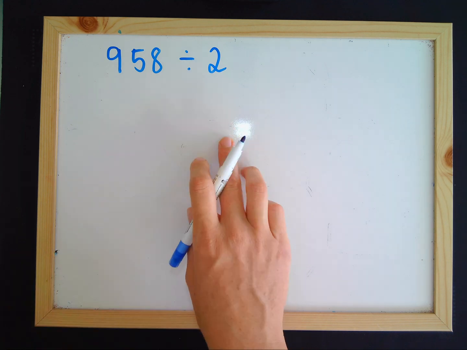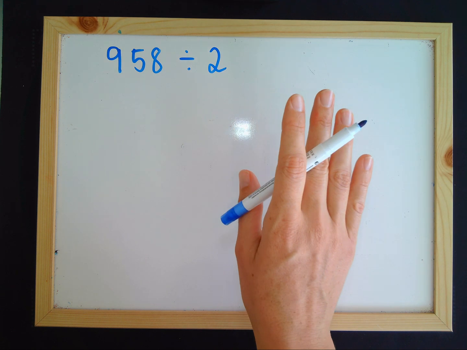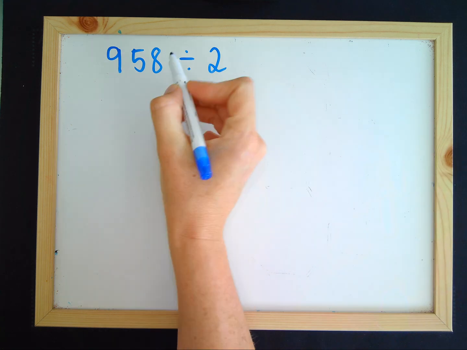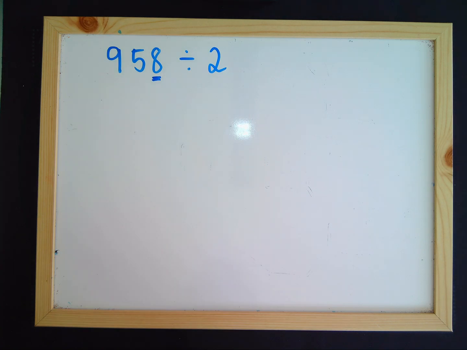Remember, even numbers end in 0, 2, 4, 6, or 8, okay? And we can see that this number ends in 8, okay? All even numbers are divisible by 2. They won't leave a remainder.